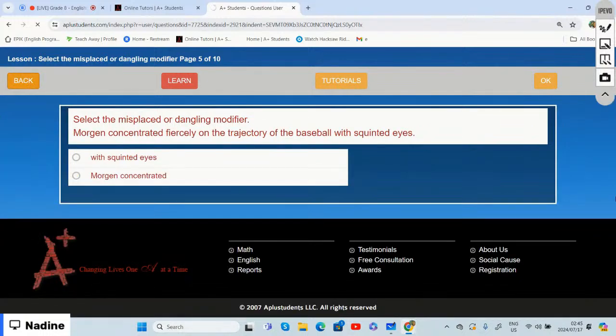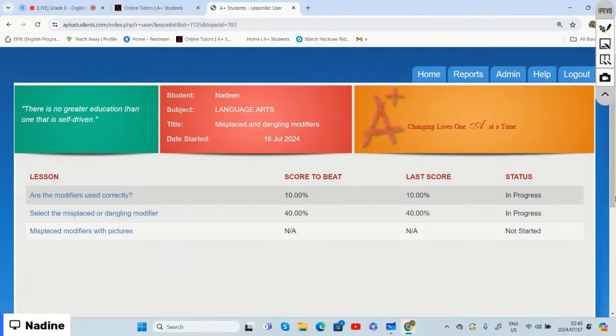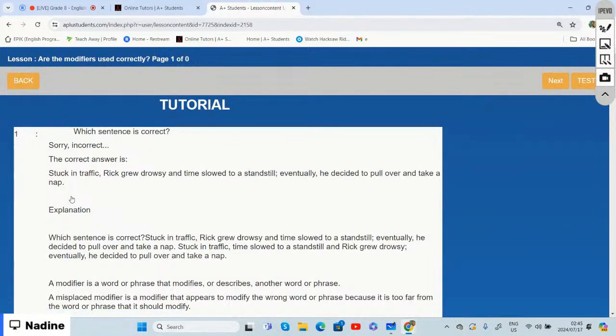All right, so that is now the end of our lesson on misplaced and dangling modifiers, right? We said modifiers modify a word or a phrase, or describe another word or a phrase, right? And we get dangling modifiers and we get misplaced modifiers, right?